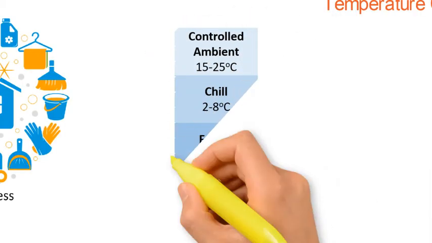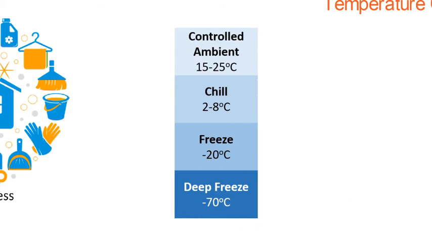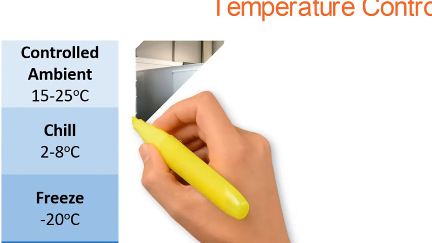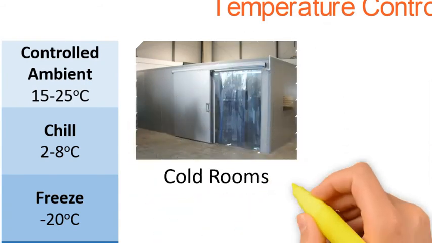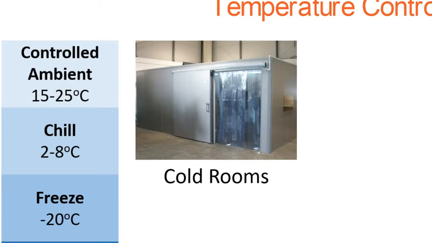The temperature requirements in a healthcare warehouse can range from controlled ambient at 15 to 25 degrees to deep freeze at -70 degrees. The different temperature requirements can only be met by building warehouses cooled to the right temperatures using powerful industrial air conditioners. If a warehouse requires multiple temperature zones, rooms or compartments are built to segregate products accordingly.